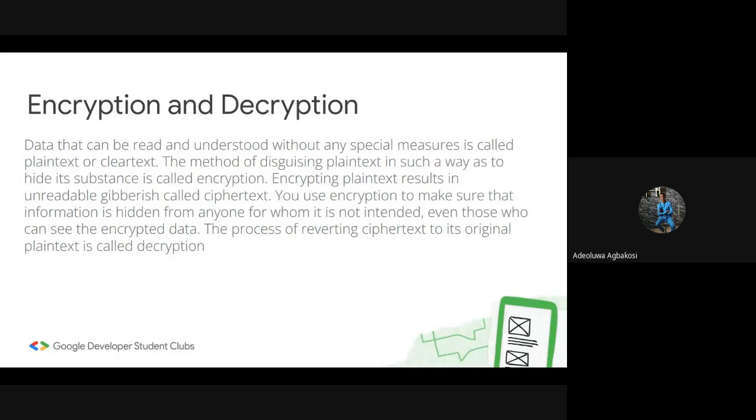Now, the process of changing ciphertext, remember ciphertext is what we arrive at when we encrypt the plain text. So the process of changing the ciphertext back to the plain text is what we refer to as decryption. Now we're going to be making use of the terms like plain text, ciphertext, encryption, decryption throughout the rest of the class. So I hope by now we understand what those four things mean.